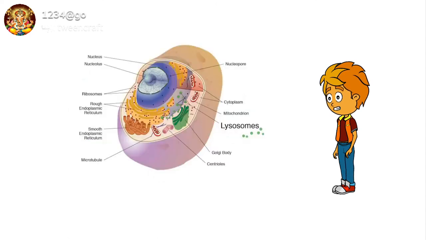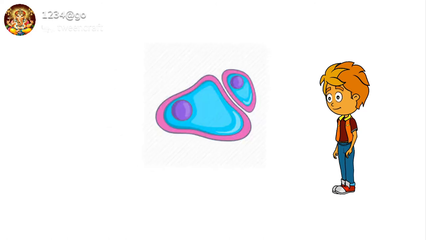Lysosome. Lysosome is a single membrane-bound, tiny spherical sac filled with fluid containing enzymes. Functions of lysosomes. It digests the foreign particles that enter the cell. Second, it also destroys worn out organelles. Third, if the cell is not functioning properly, they may digest the whole cell. Hence, lysosome is also known as the suicidal bag of the cell.